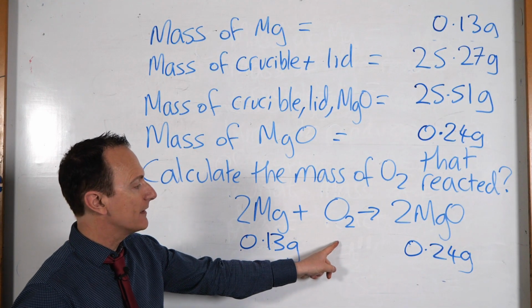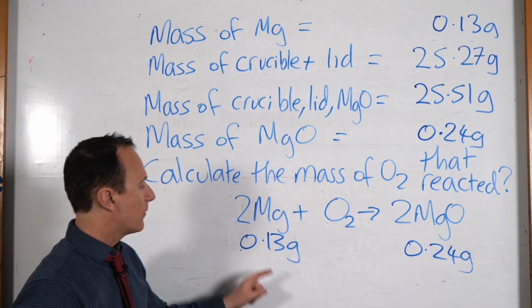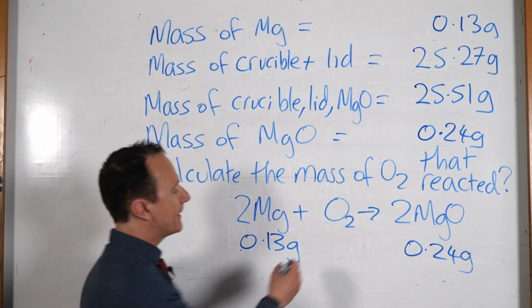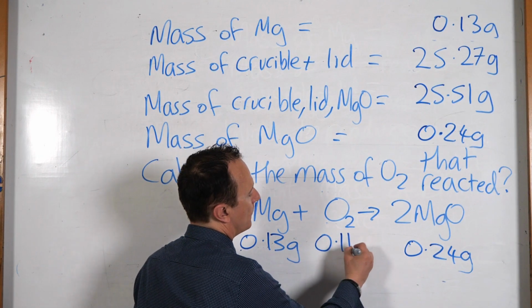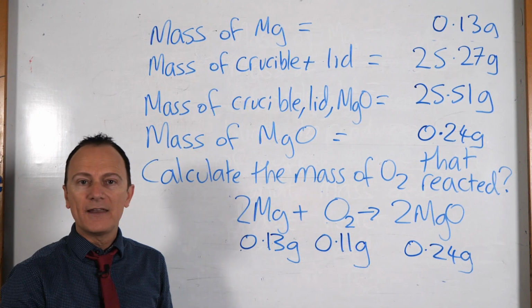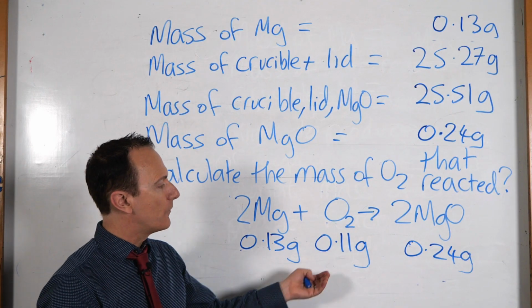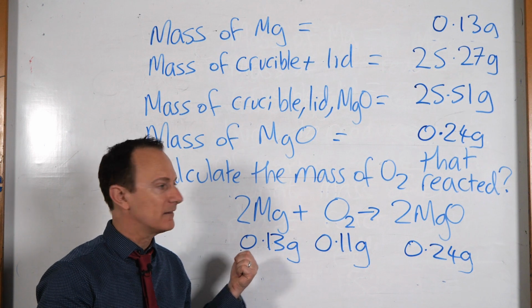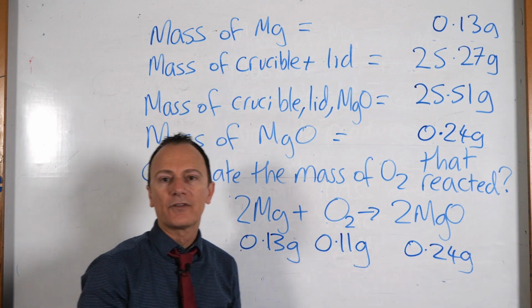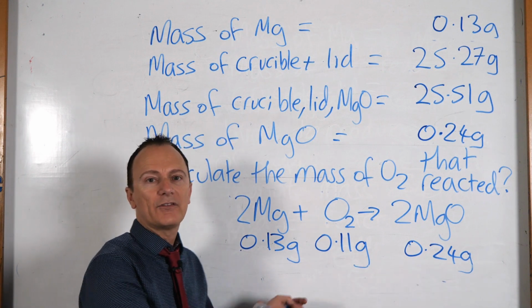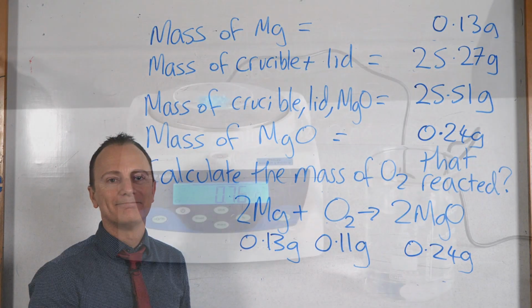So to find the missing number, 0.24 take away 0.13 is 0.11 grams. And as a final double check, we add up these two, we get 0.24, so that's the mass of the reactants, and that's also the mass of products. So conservation of mass has happened.